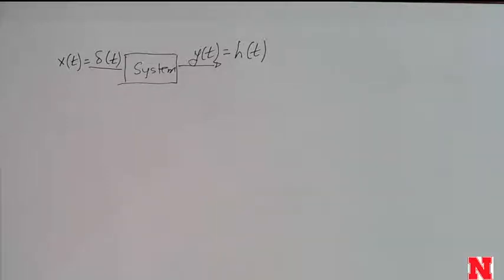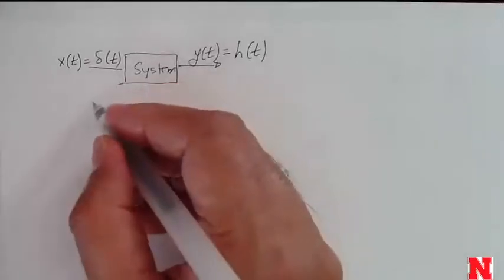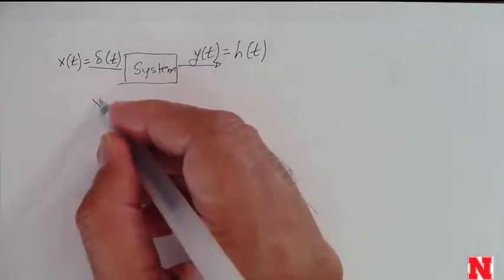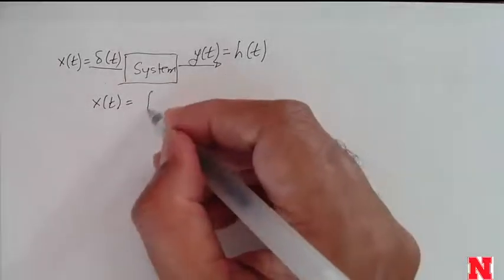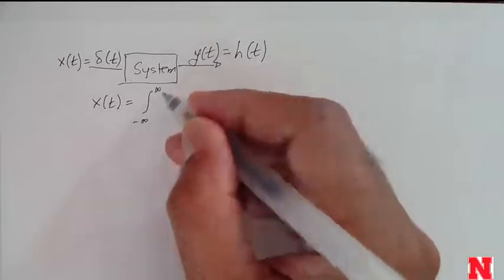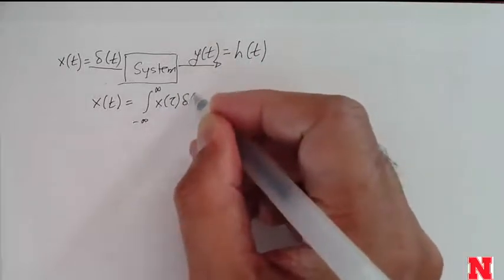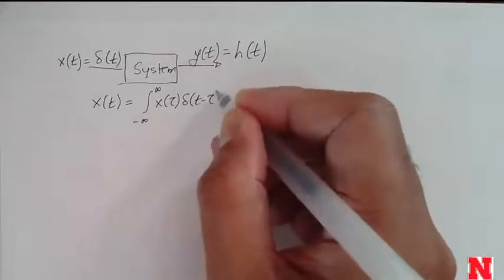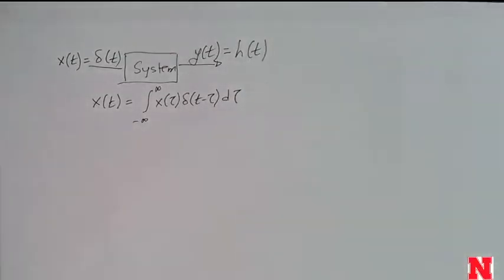So if you go back, when we talked about the impulse function, we had said that we can write x of t, any arbitrary x of t, as the integral from minus infinity to infinity of x of tau delta of t minus tau d tau. This is called the shifting property of the delta function.